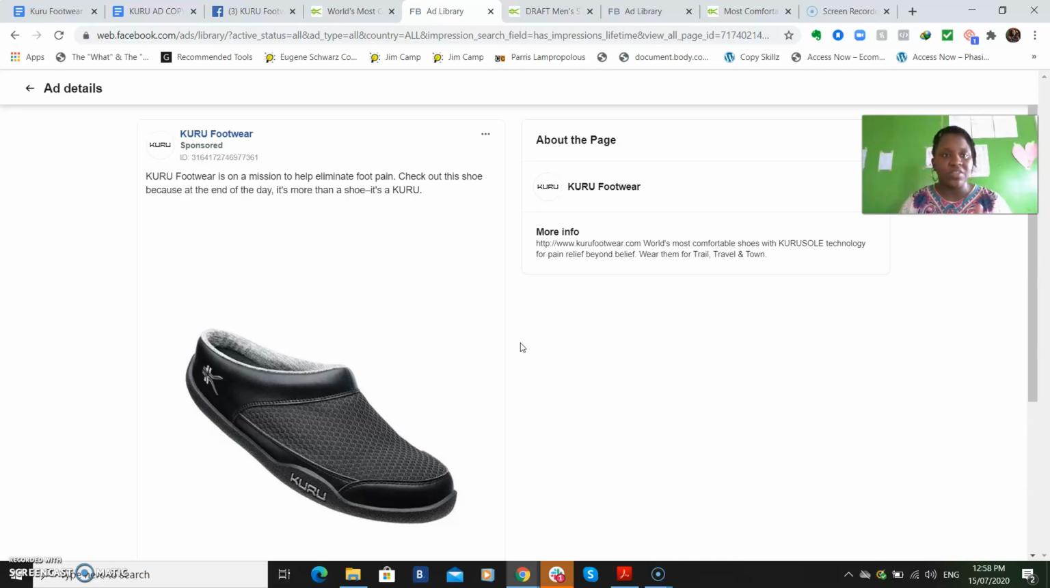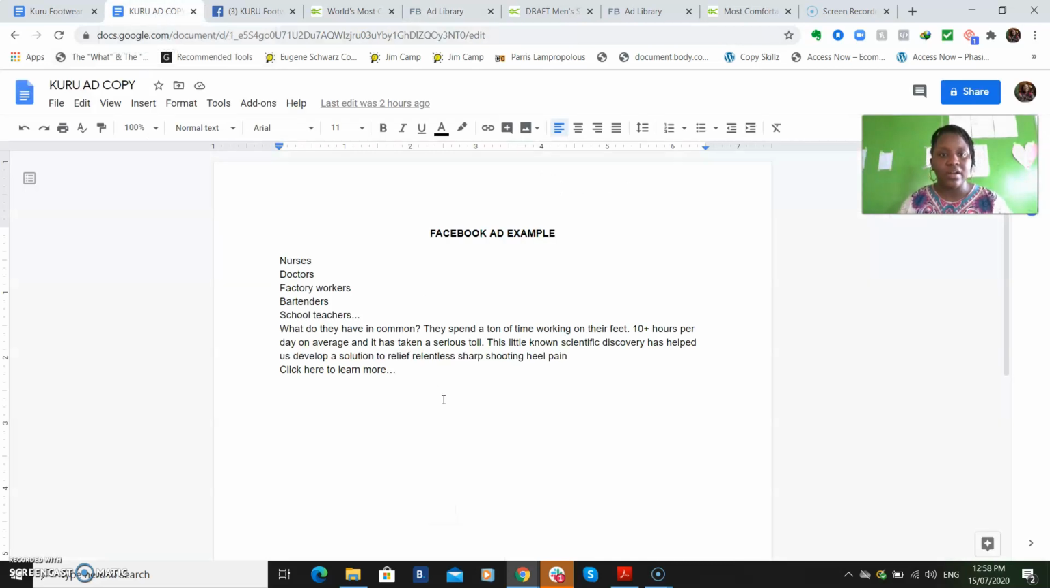As opposed to something like this, and I'll give you an example of one that I wrote for you guys. I'm going to send this to you as well. First of all, what I did here was call out the kinds of people that typically complain about plantar fasciitis. I got this from extensive research that I did while putting together some copy for you guys, and I'll share all of that with you in a minute. I say nurses, doctors, factory workers. What they have in common is that they work 10+ hour shifts on average, and because of that, a lot of these people tend to develop plantar fasciitis.